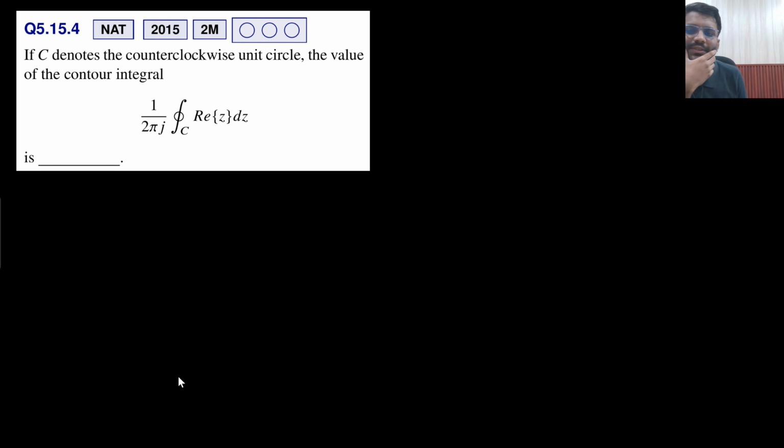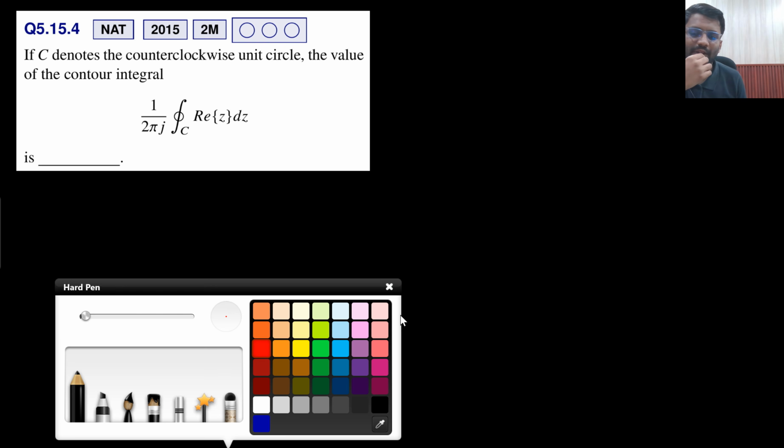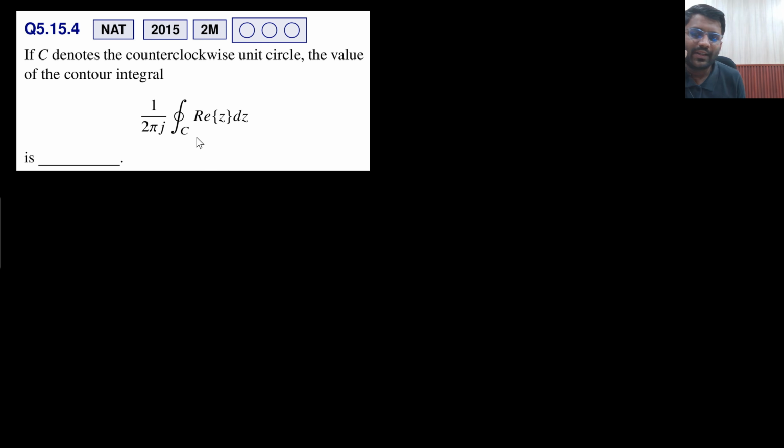If C denotes the counterclockwise unity circle, the value of the contour integral 1 upon 2 pi j real part of z dz. This is what we are supposed to find out. Right? So will it be equal to 0? No, it is real part of z. No, it is not an entire function. It is not a polynomial in z. What is your z? z is x plus iota y. So what is your real part of z? So real part of z is nothing but x.